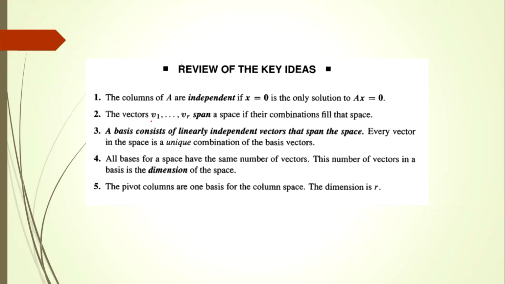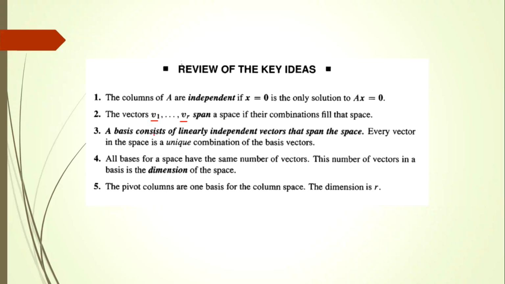The vectors v1, v2 until vr span a space if their combinations fill that space. Be careful: here we didn't say they fill the full space Rn. Those vectors span a space if their linear combinations can fill that space. That space might be a subspace, which means every vector from the space can be represented by a linear combination of all those r vectors.